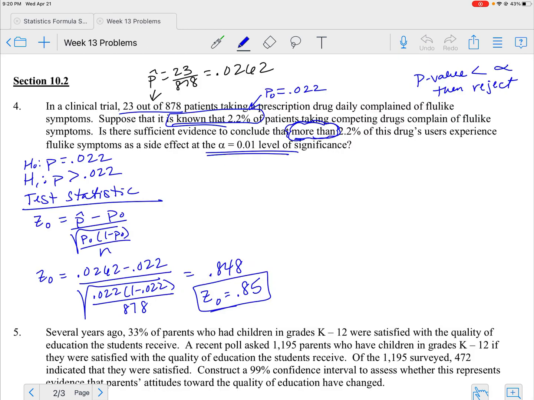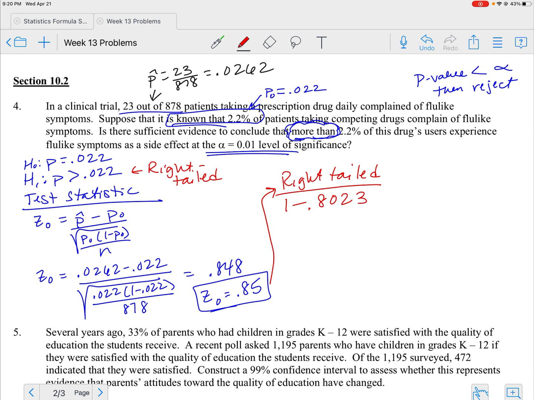All right. So when I'm looking at my values, this says more than. So this tells me I have a right-tailed test. Just like any of the other ones that we've done with our z-score and a right-tailed, I'm going to do 1 minus that 0.8023. So my actual p-value is 0.1977. So that is my p-value.